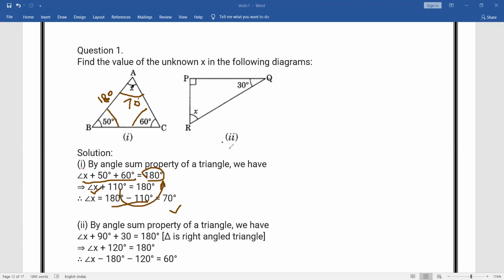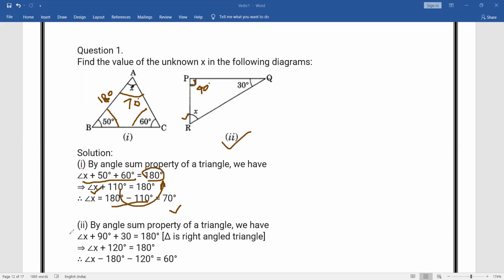Same we will do in question number two. Here, this sign you know very well. This sign is of 90 degrees. If this box is given in one of the angles, then that angle is of 90 degrees. Then how do we find this unknown value? How to find the value of X?